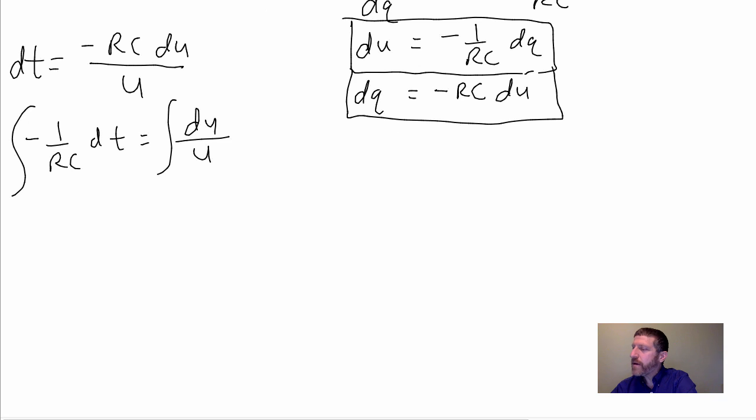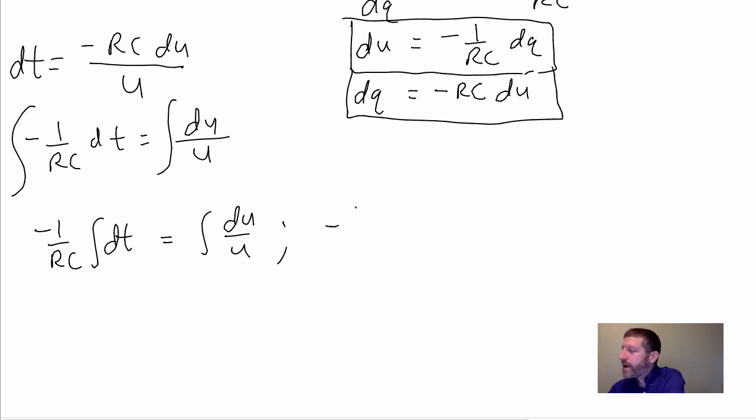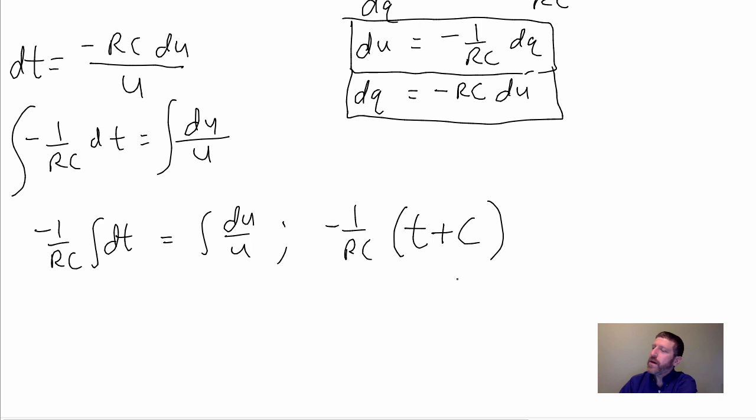When you do that, this is just a constant, negative 1 over rc times the integral of dt. Well, that's easy. And on this side, the integral of du over u. So I get negative 1 over rc times the integral of dt, which is just t plus c, some integration constant, and on this side, it'll be ln of u. For general purposes you officially have to have absolute value signs around that u, but because this thing is always going to be positive, I'm just going to leave those off.